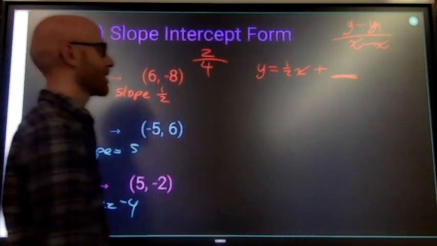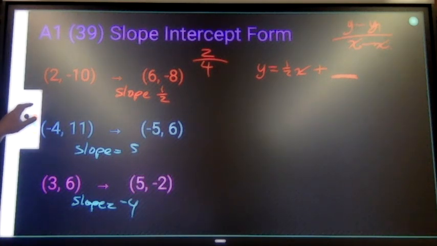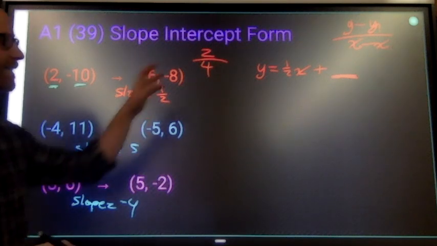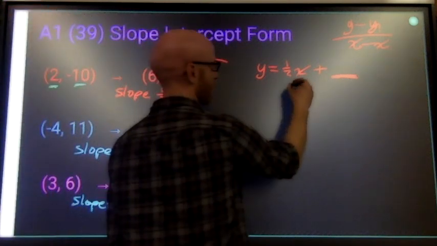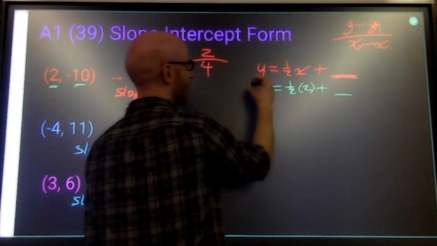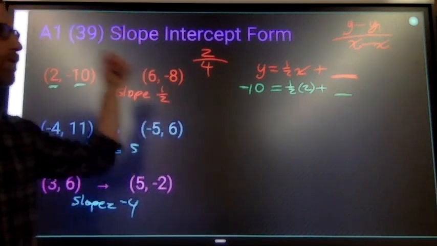We want to figure out what that something is. Use one of our points to find the something. I'm going to use 2, negative 10. So when x is 2, we want y to be negative 10. When x is 2, we want y to be negative 10.